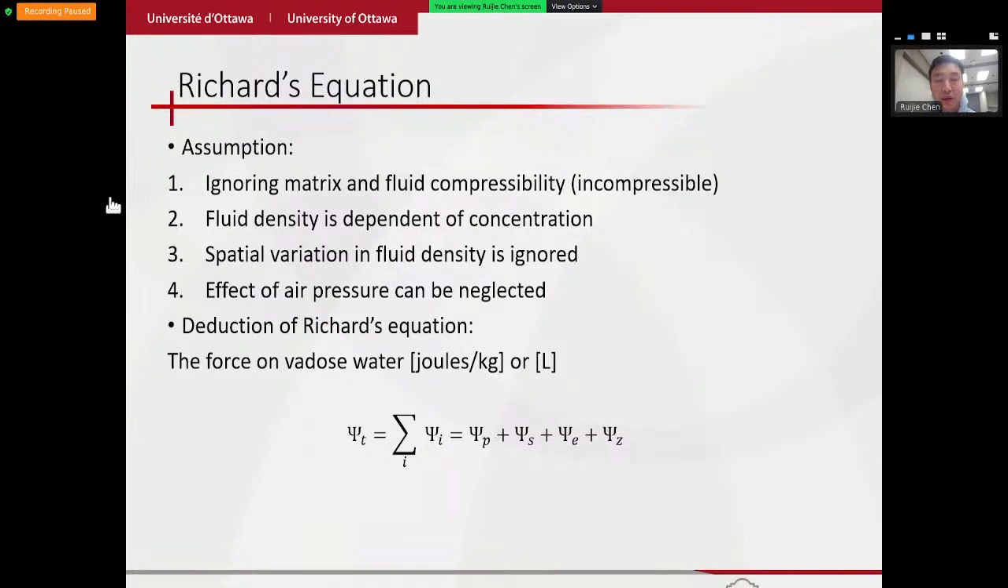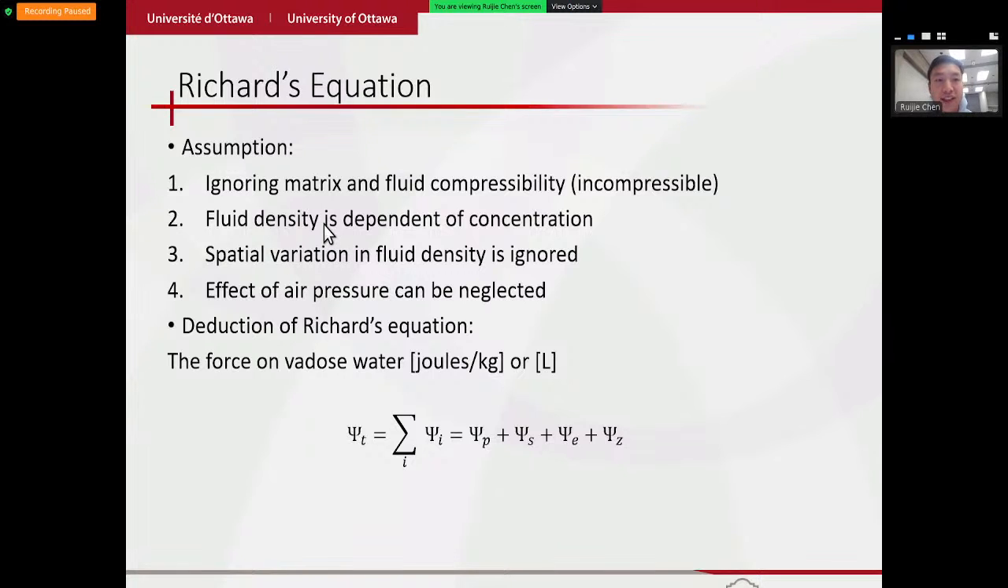Let me take the Richards equation for example. Richards equation is a very popular equation to simulate flow in the unsaturated zone. There are 4 assumptions whenever we are using the Richards equation. First, it ignores matrix and fluid compressibility, and the second one is that the fluid density is independent of concentration. Spatial variation in fluid density is ignored. Then the most important one is that the effect of the air pressure can be neglected.